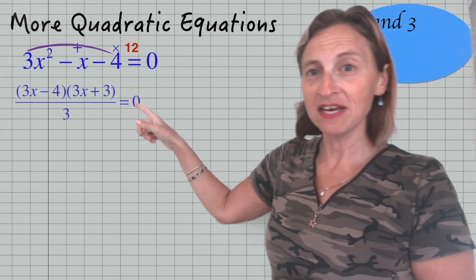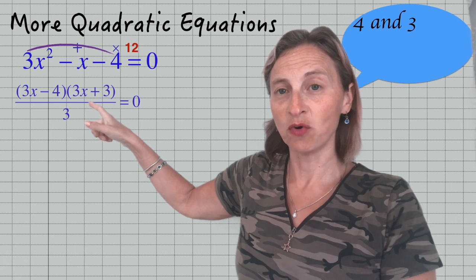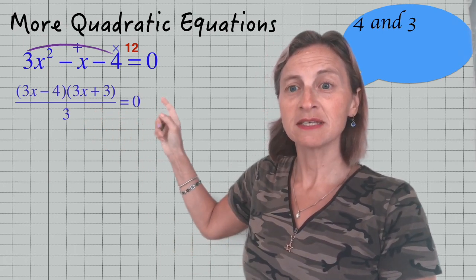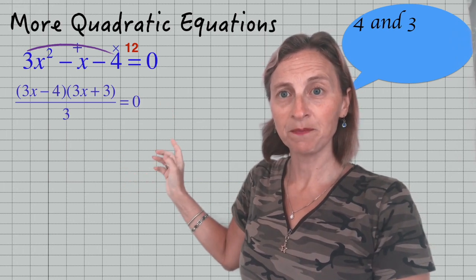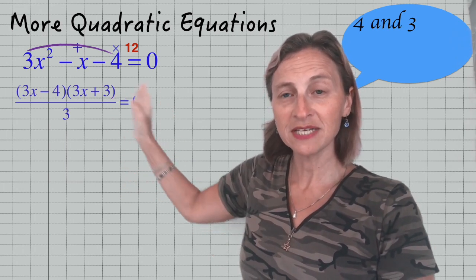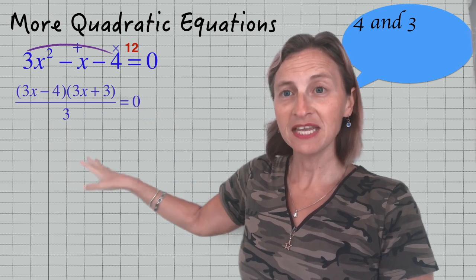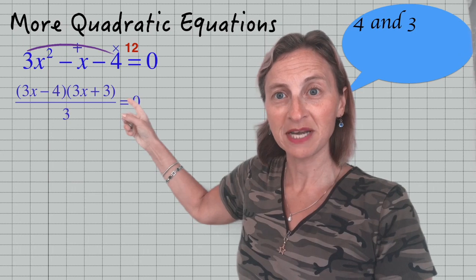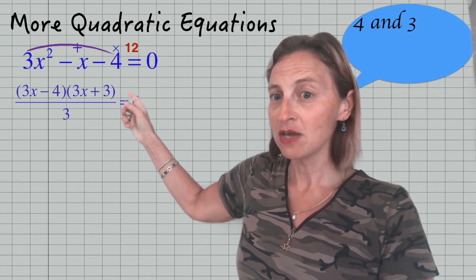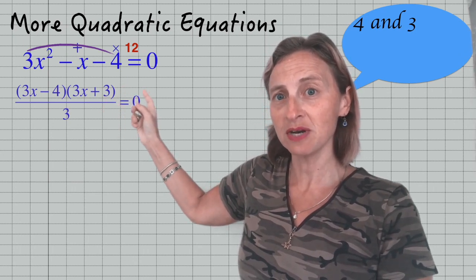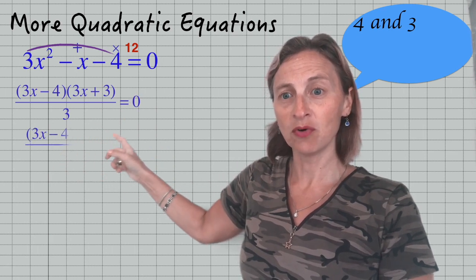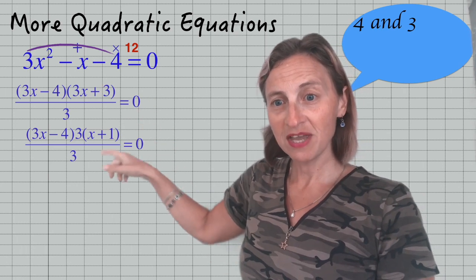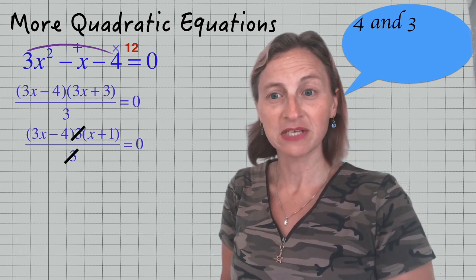So we need to add that in to our factorized form over here. And we end up with 3x minus 4, 3x plus 3 all over 3 equals 0. Now all we need to do is to factorize out one of the brackets or both and cancel the 3 on the denominator. We can see that we can factorize the 3x plus 3 by taking out a common factor of 3, because 3 goes into 3x and 3 goes into 3. So we have 3x minus 4, 3, because we took it out, x plus 1 all over 3. We then cancel the 3's and we write down what's left.